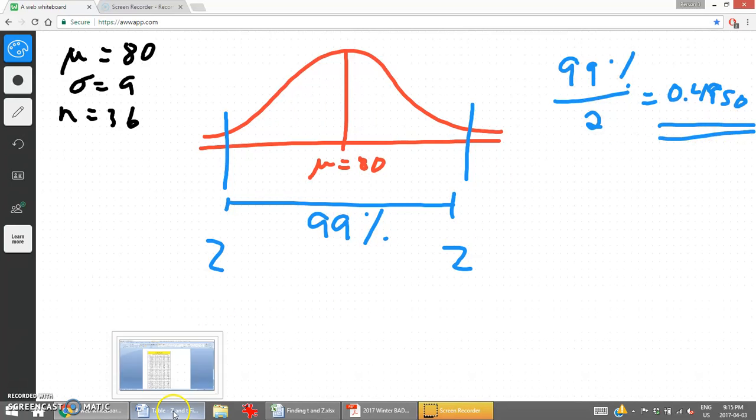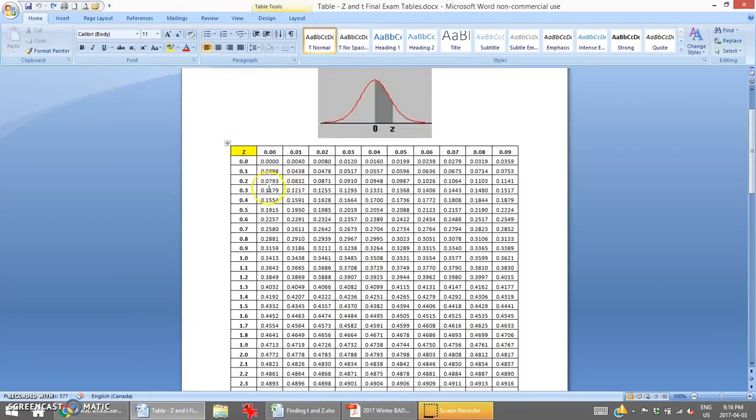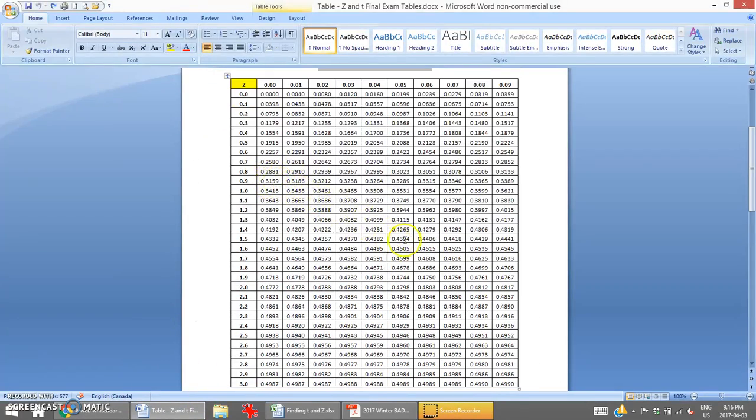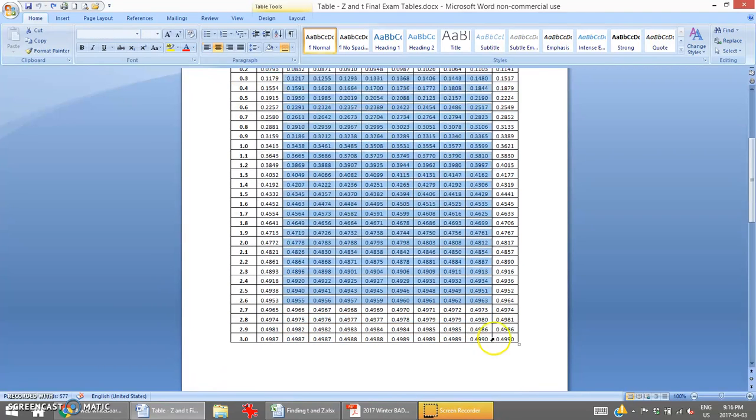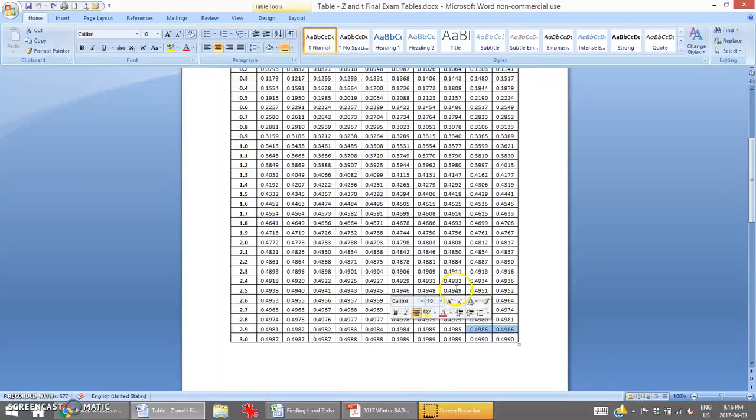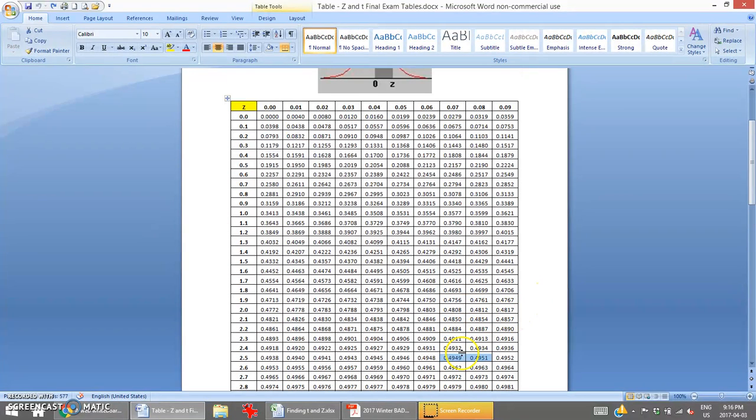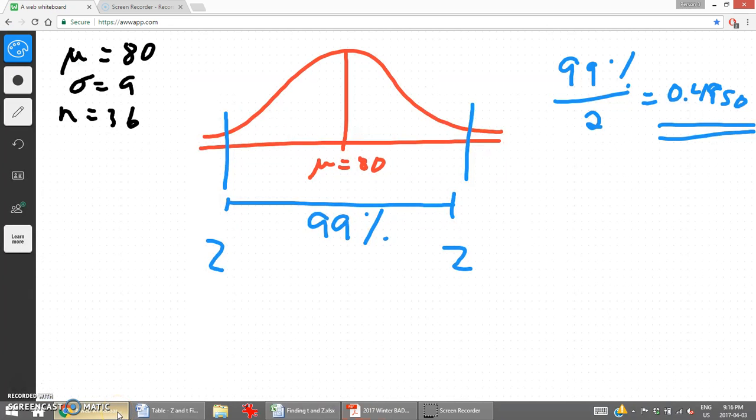So we go to our normal distribution table, this table, and look for a value in the middle here of 0.4950. We're going to find it basically right in there. It doesn't show up exactly, but it is between those two values. We're going to pick 2.58. So our z value equals plus or minus 2.58.